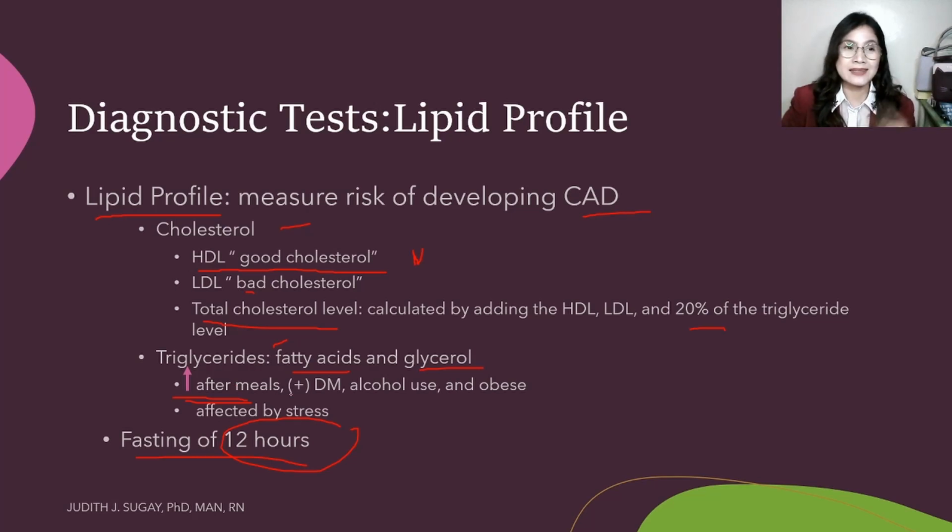What else? It's also increased among patients with diabetes mellitus, increased as well among patients who regularly have intake of alcohol, and it is increased as well among obese clients. What else? Triglycerides is also affected by stress. Okay? So there.